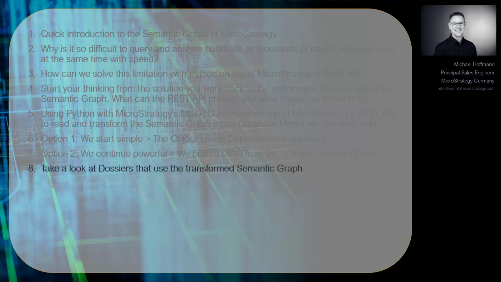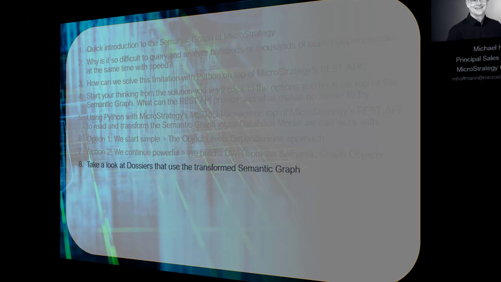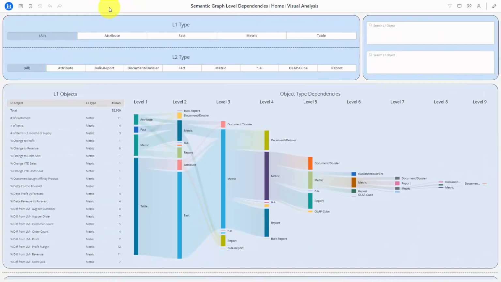Okay, and then we take a look at two dossiers. I have prepared two dossiers that show the two options, and then you can see how it works in real life. Okay. Here you can see the result of the easy approach. Here you can see the first option. And here's the dossier that is working on top of the data that I created in the first option. And you can see here the different levels of dependencies that I extracted from the semantic graph.